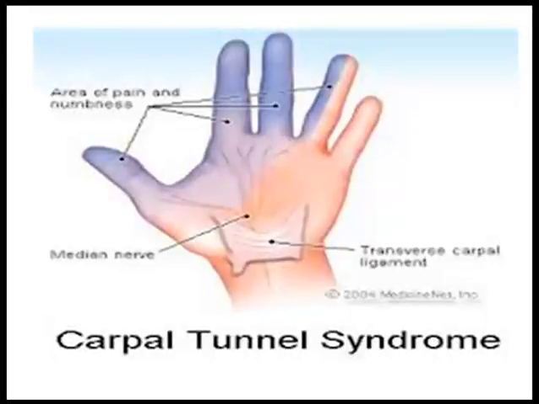And this is the photograph which shows that the transverse carpal ligament traps the median nerve, and the area of distribution of the symptoms, which you classically see in carpal tunnel syndrome.